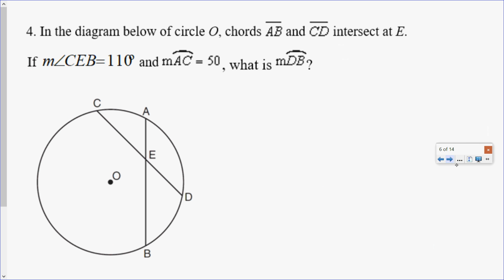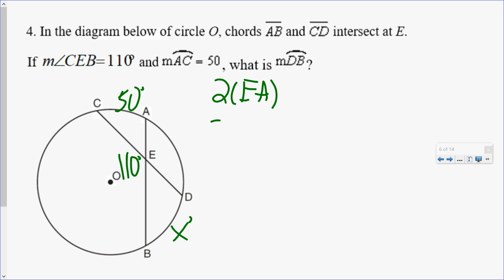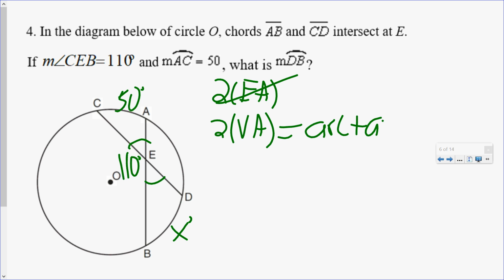Number 4, I see circles. CEB is 110. Again, I have to ask myself, am I dealing with segments or am I dealing with arcs and angles? Well, these are arcs and angles, so it's going to be either 2EA or 2VA. Are there vertical angles or exterior angles here? There are vertical angles. So it's 2VA equals arc plus arc.